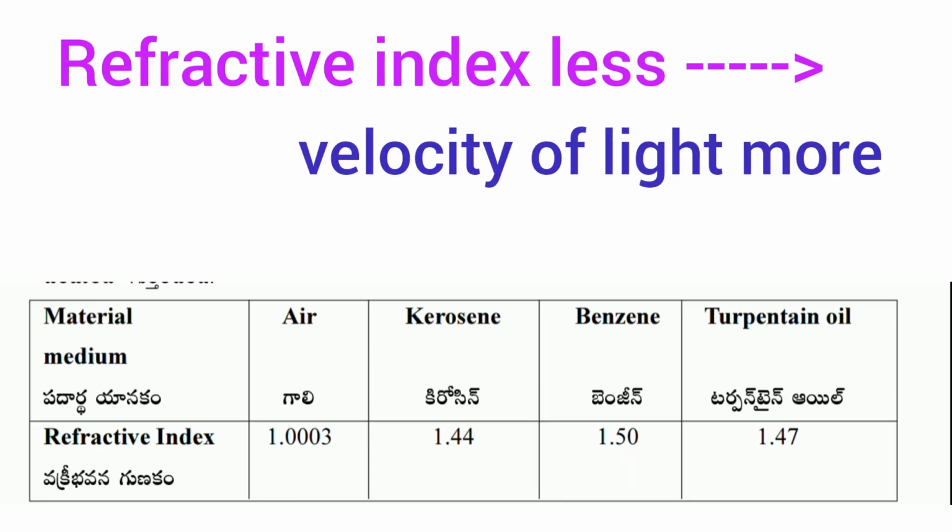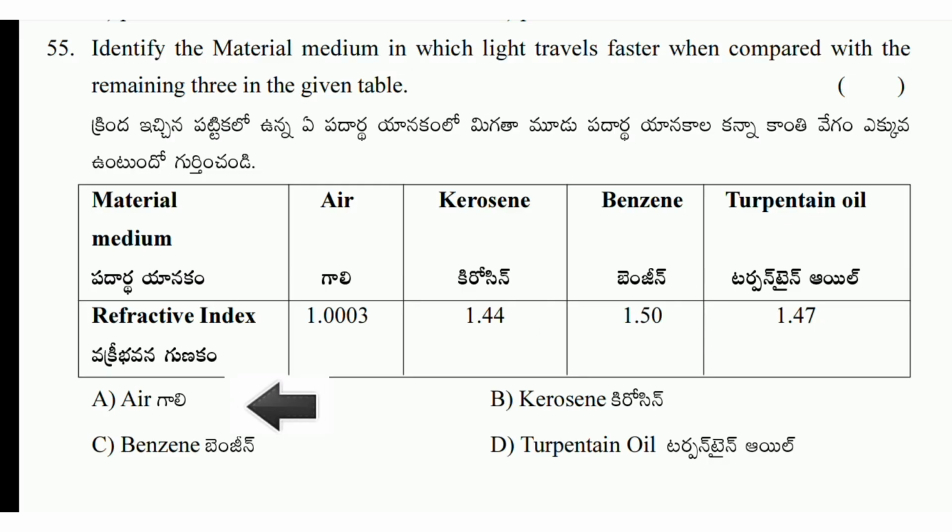So in this question we have to find the medium in which light travels faster. That means light travels faster means the refractive index is very low. So among all these media, air has the least refractive index, so light travels faster in air. The correct answer is air. That means option A is correct.